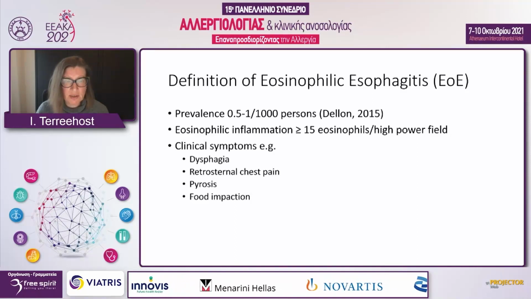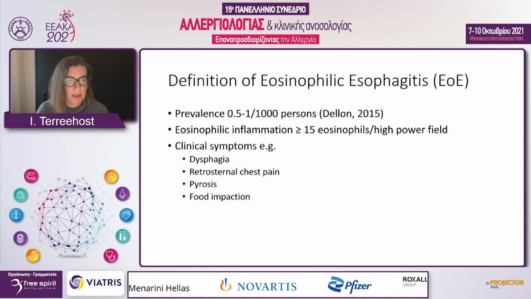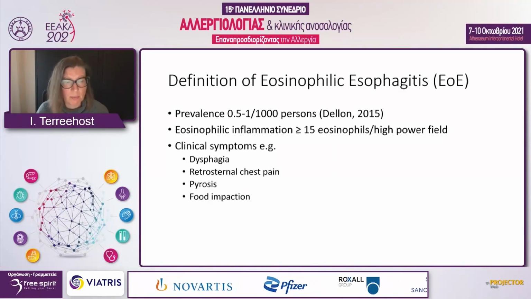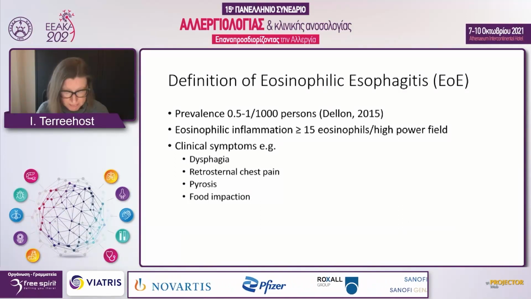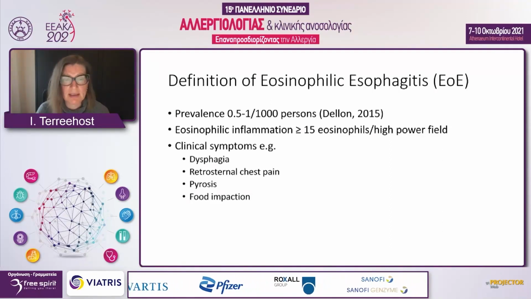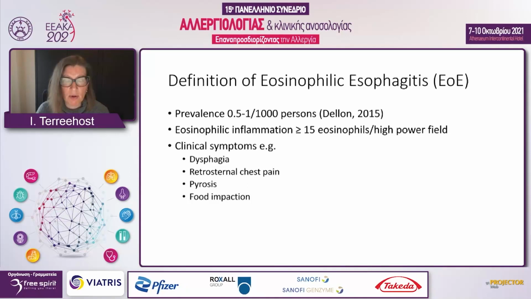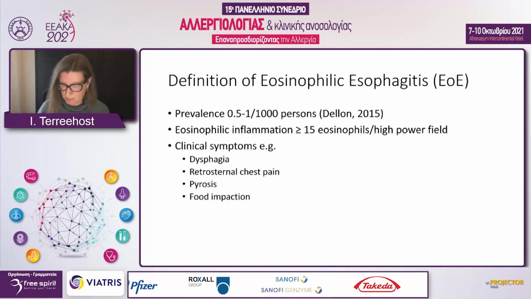In the definition, it says that there is an eosinophilic inflammation of more than 15 eosinophils per high power field, and it has to be accompanied by certain clinical symptoms, such as dysphagia, but also retrosternal chest pain or pyrosis or food impaction. Of course, in children, it can be much less clear because they don't want to eat, they have failure to thrive, or there's growth retardation.